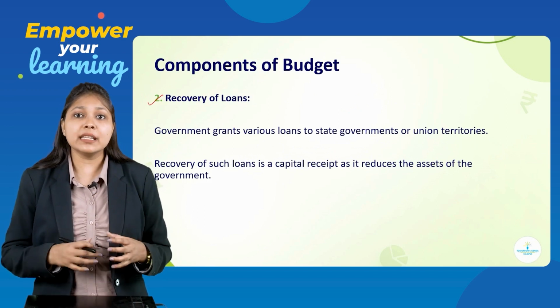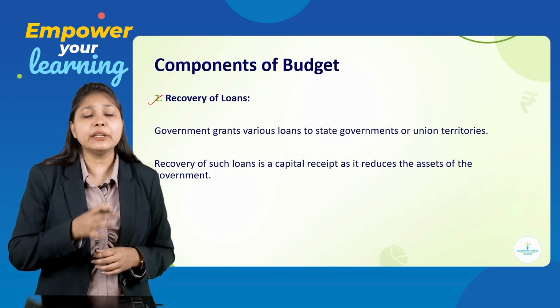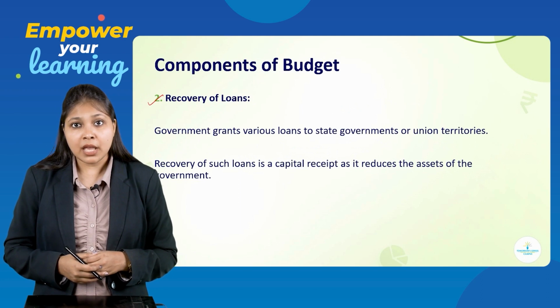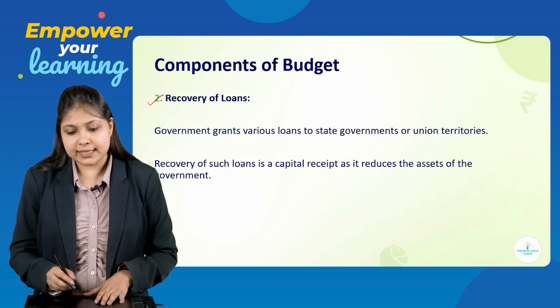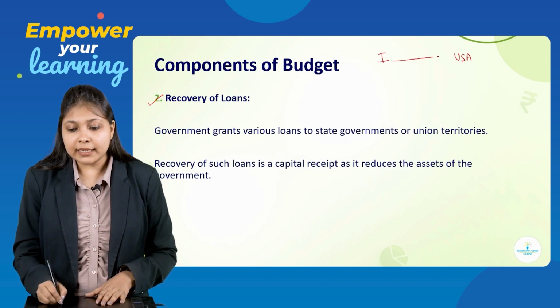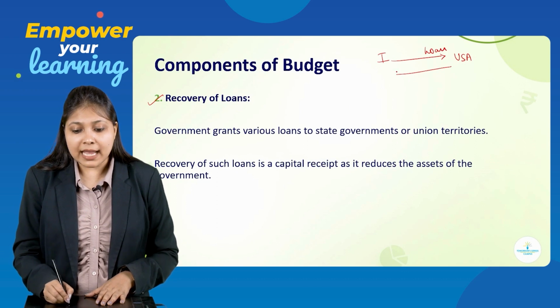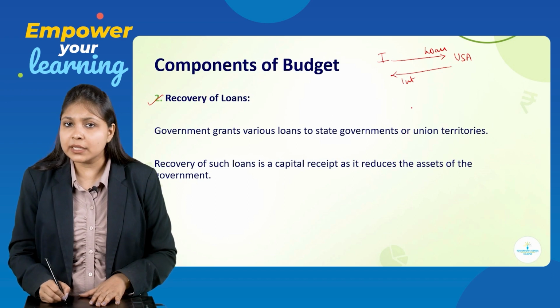Say suppose the Indian government has given a loan to USA. Now USA has completely repaid the loan to the Indian government. So now what is happening? There will be a reduction in asset. How? Let us see. Say suppose this is India, this is USA. India has given a loan to USA. And in that loan, USA might be paying interest to India.